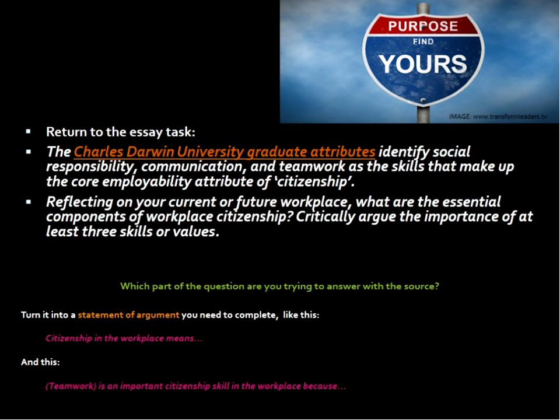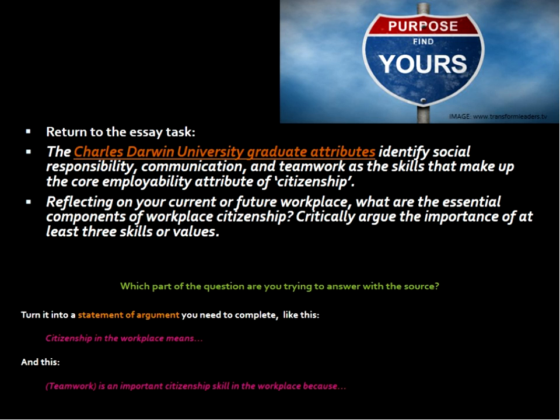Okay, so let's return to the essay task. Now, notice in the essay task, we haven't looked at this specifically in this session, that we have this first part here, and we call the first part: Charles Darwin University graduate attributes identify social responsibility, communication, and teamwork as the skills that make up the core employability attribute of citizenship. Now, all that's giving you is a statement saying this is what CDU's graduate attributes have identified.